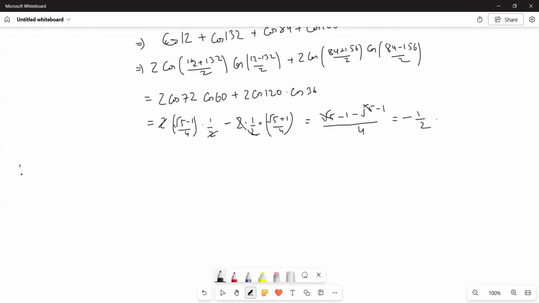The next question on this. Prove that cos 36 into cos 72 into cos 108 into cos of 144 degrees is equal to 1 by 16. You can also do it by finding the value, but okay. Prove this.